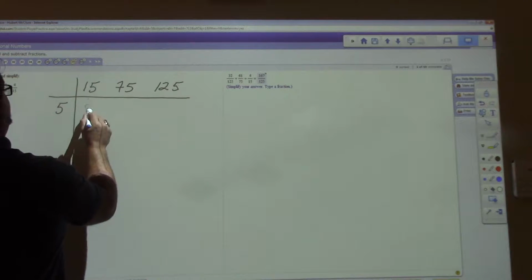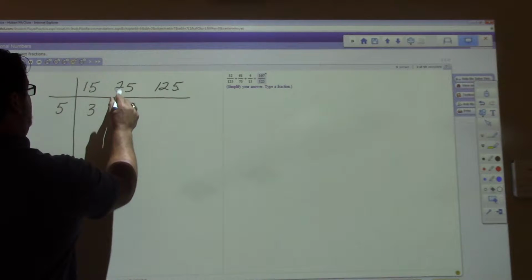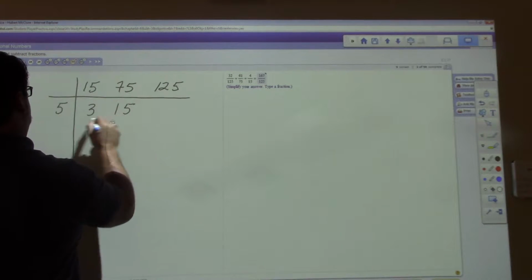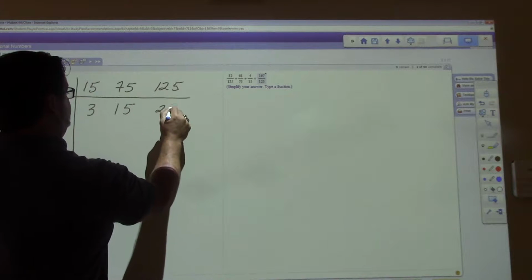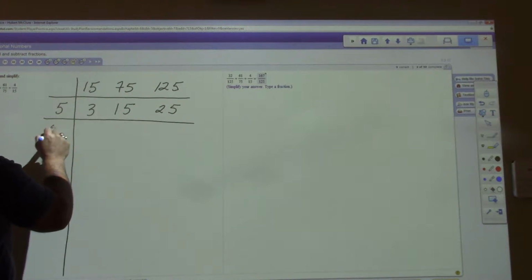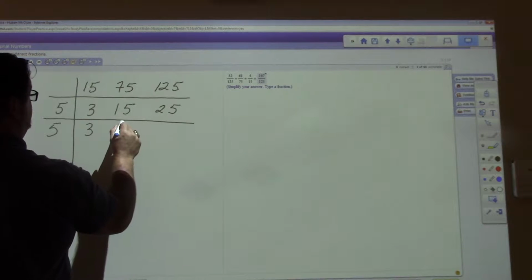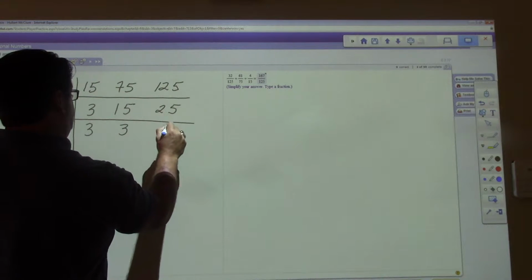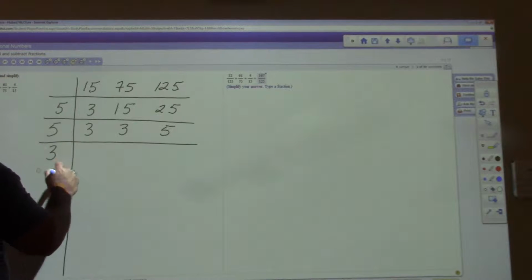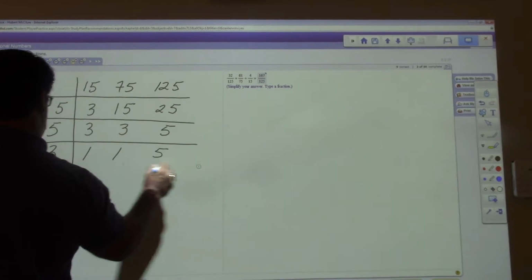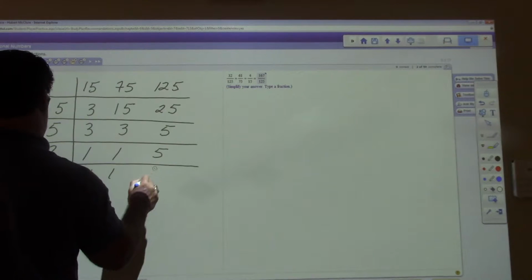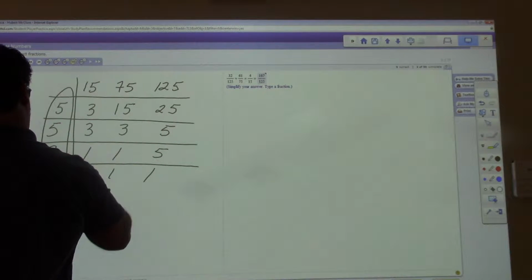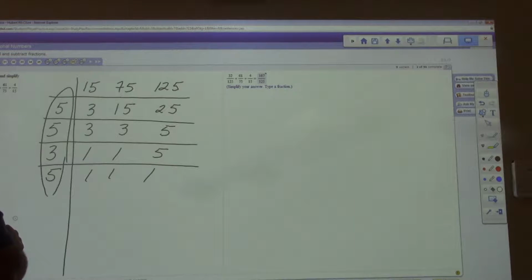The 5, the 3, and 5 will go in there one time, 15, and 5 will go in there two times, 25. 5, 3, 3, 5, 3, 1, 1, 5, and 5, 1, 1, 1. Okay, that's 125 times 3 is 375. Okay, I must have done it. This must be one of those that you can reduce even.